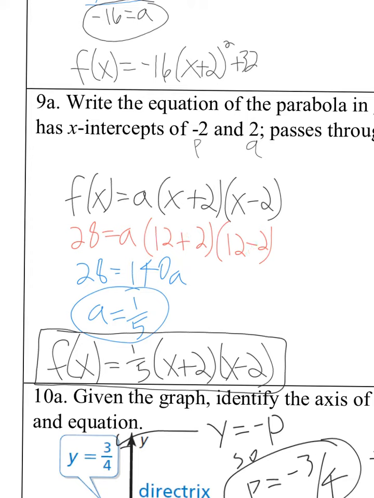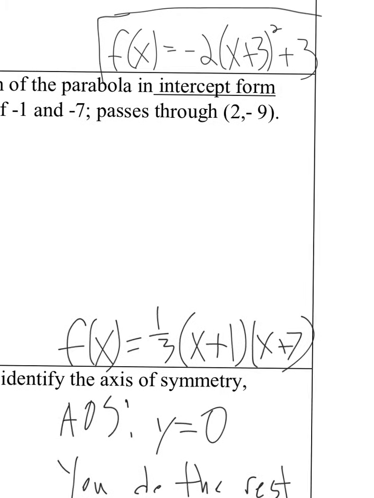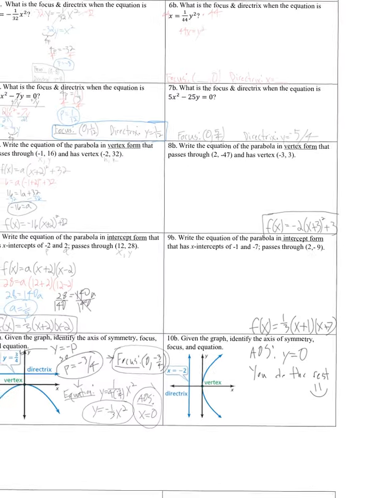So, what did I do? Because I didn't show it, but if 28 equals 140a, then just divide each side by 140. All right, and that's going to get you a equals 1 over 5. So I just plug in 1 over 5 right here, and so you see 1 over 5 times x plus 2 times x minus 2. On the one next to it, I just give you the final answer. Show your work, get me the a, and you should get 1 over 3 times x plus 1 times x plus 7. Okay, that'll wrap it up for the review.